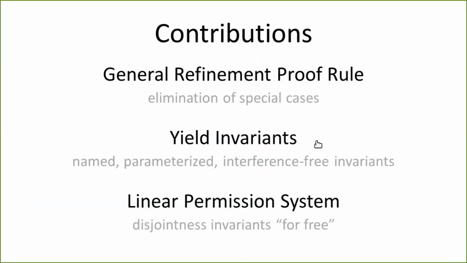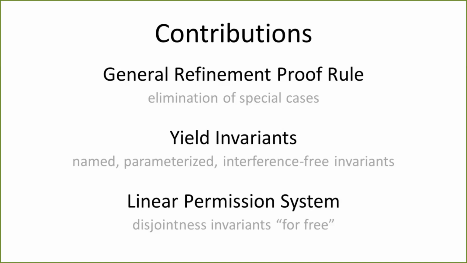In particular, we present a new refinement proof rule that is implemented in CIVL. Compared to CIVL's previous refinement proof rule, our new one is more general in the sense that it allows more programs to be refined, as well as eliminating a number of special cases that previously had to be justified independently, but now just fall out as a special case of our single general refinement proof rule.